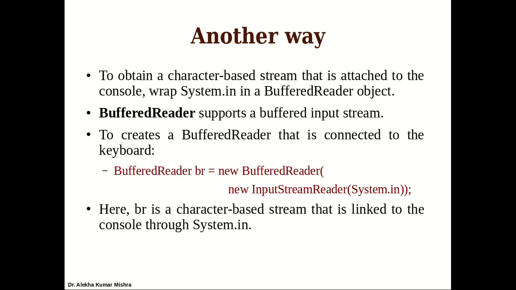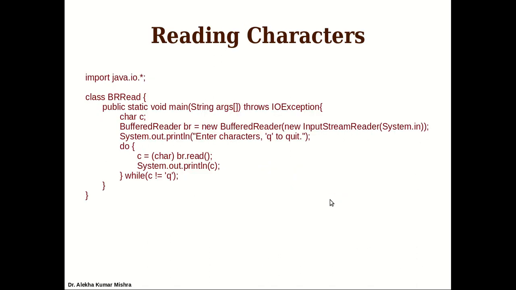So you can see how to create an object: BufferedReader br, the name of the object is br, then new BufferedReader, and within that BufferedReader we need an InputStreamReader. So another object is created, new InputStreamReader, where we pass System.in, so an input stream reader for the standard input device is created, and that is passed to the BufferedReader to buffer the input from this reader so that we can read it. So here br is the character based stream that is linked to the console using the InputStreamReader object.